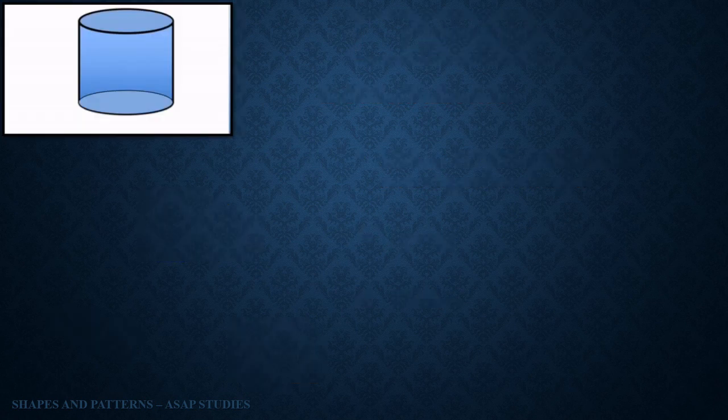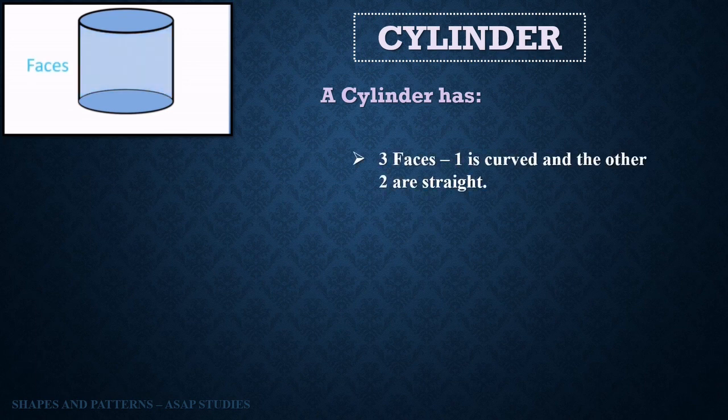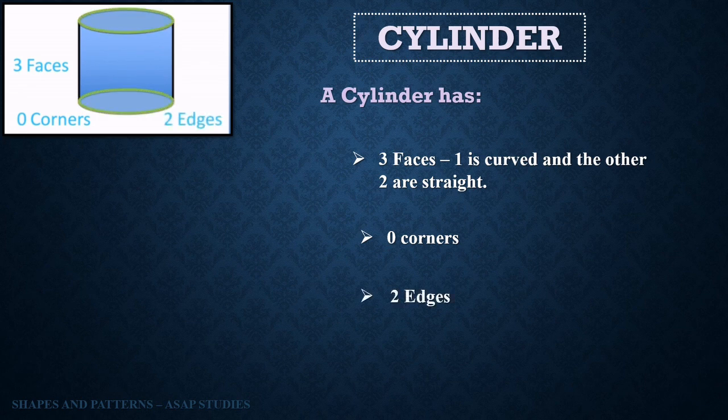Now this is a cylinder. A cylinder has 3 faces. One is curved and the other two are straight. It has 0 corners, so there are no corners. And how many edges does it have? It has 2 edges. So the edges you can see there in green color.